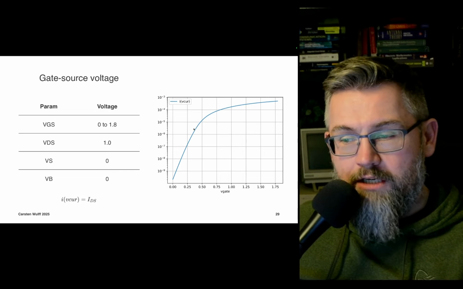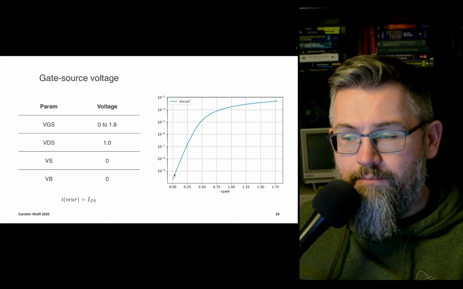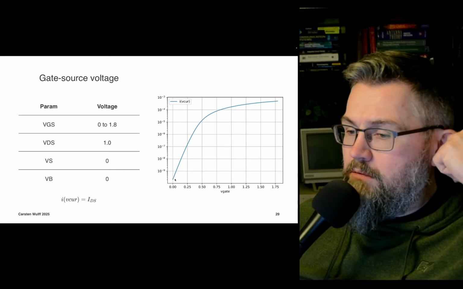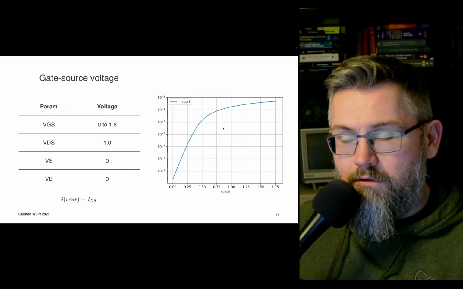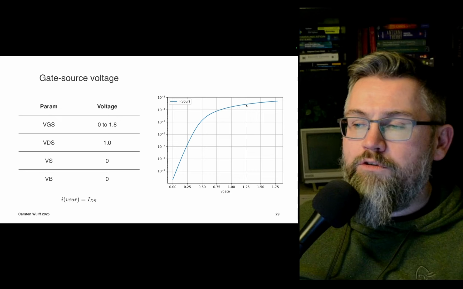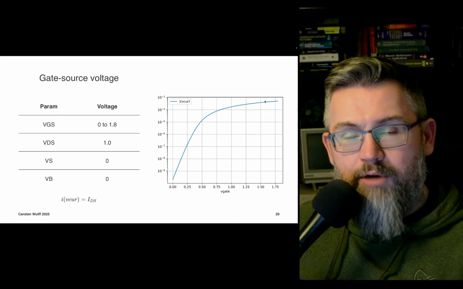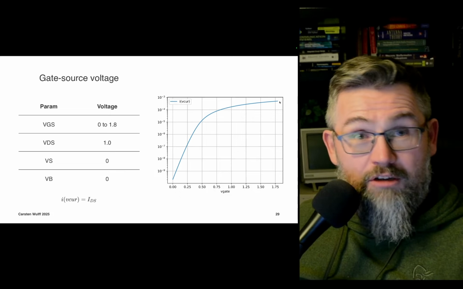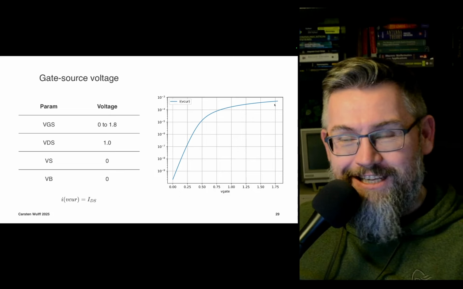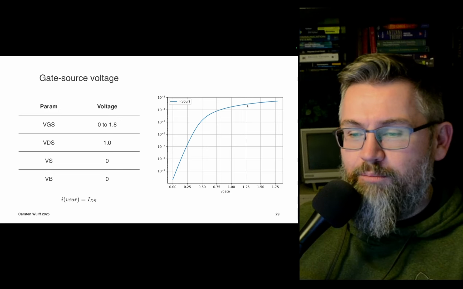It goes from an exponential behavior, so it's exponential current for a linear increase in voltage, over to something that increases less rapidly, a square law. And eventually it does other things when we get really high gate source voltages. But this is sort of the behavior.